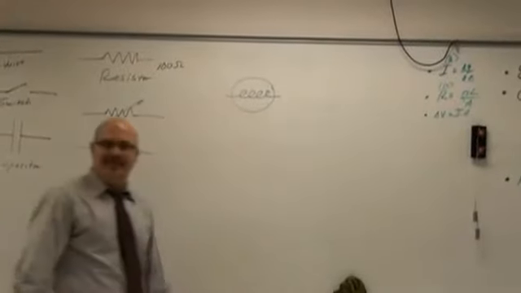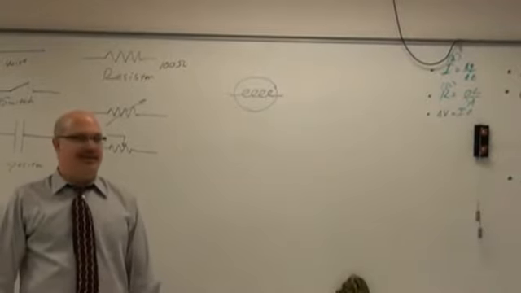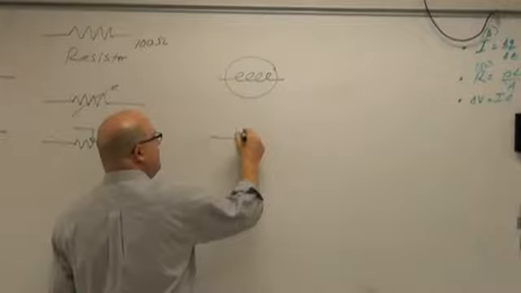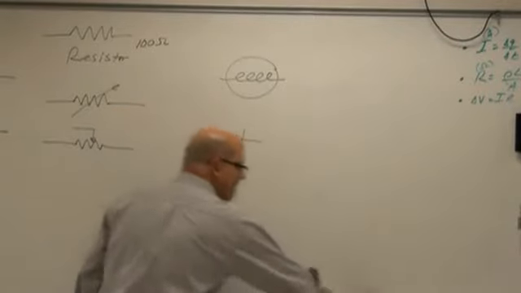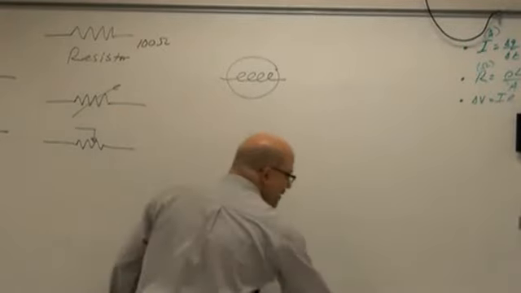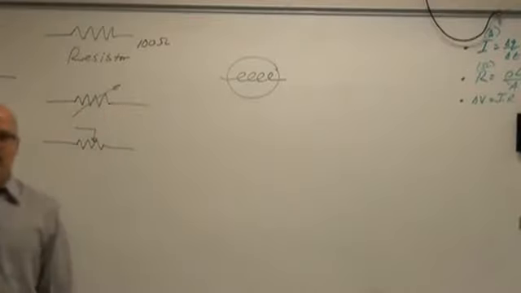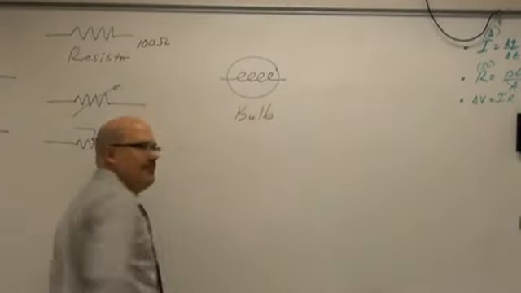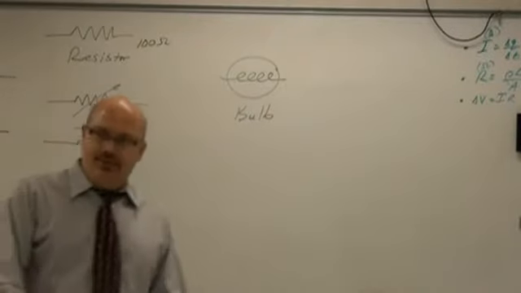All right, what's that? A diode? No, a diode looks like this. That one looks like a light bulb. It's a lamp. There you go. It's called a lamp or a light bulb.